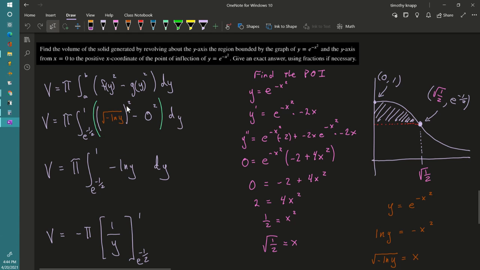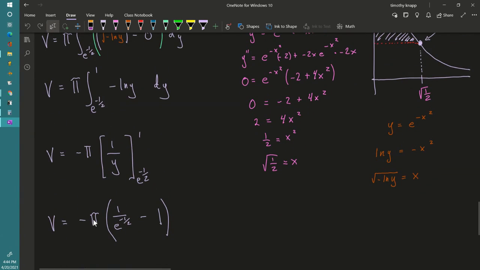Okay, so now the idea is I square this square root, it goes away. The integral of a negative ln y is just 1 over y. Okay, and I moved my negative out. That negative got pulled out to there. And then I evaluate this at 1 and this here.